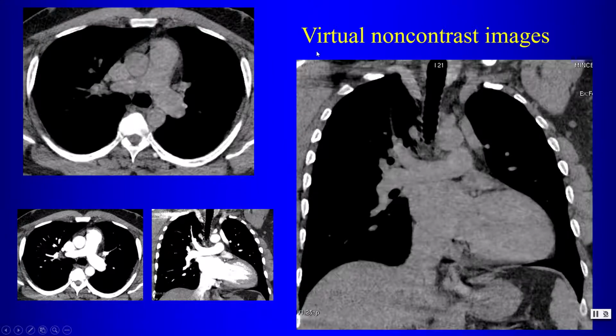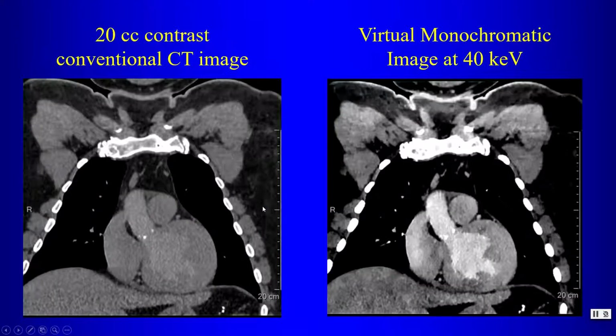Now, since we know where the iodine is, we can make it look brighter with lower keV settings, or we can subtract it out. Post-processing again, so we can generate these virtual non-contrast images. So the patient was only scanned once after administration of intravenous contrast, and then the software can determine where the iodine is and subtract it from the image, giving you these virtual non-contrast images.